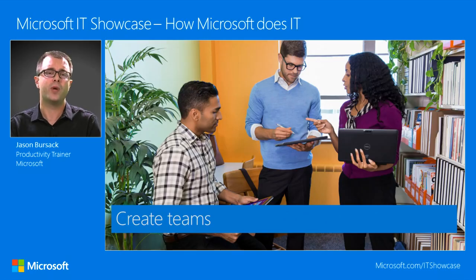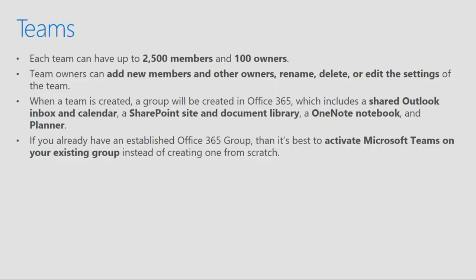Let's talk next about creating teams. When you create a team, each team can have up to 2,500 members. You can also have 100 of those members be owners of the team. The distinction between an owner and a member is important. An owner has complete control over the team, whereas a member can only do certain things.